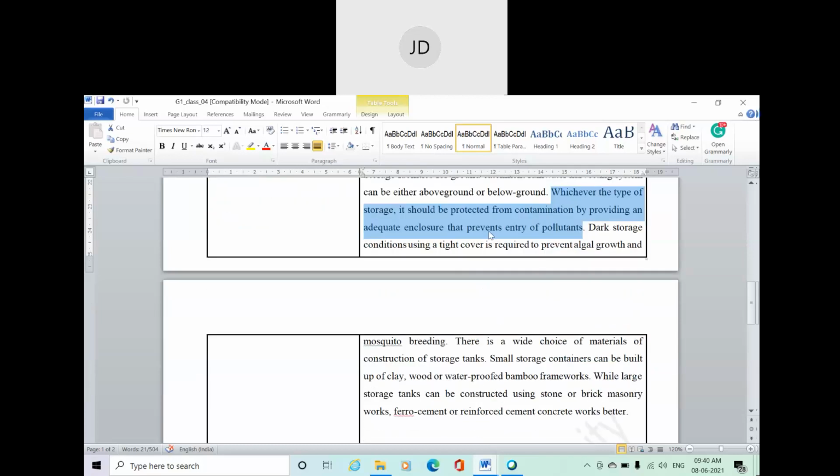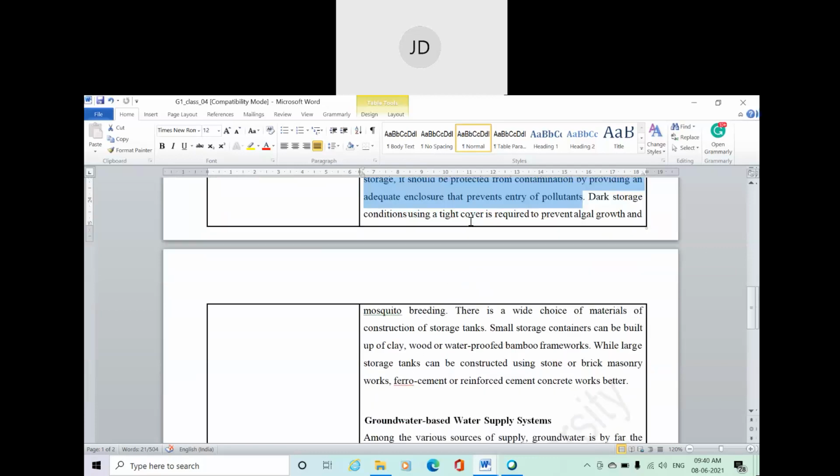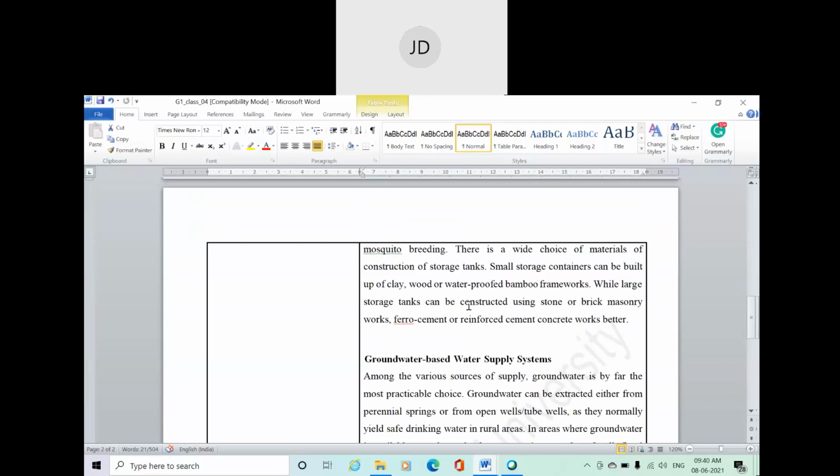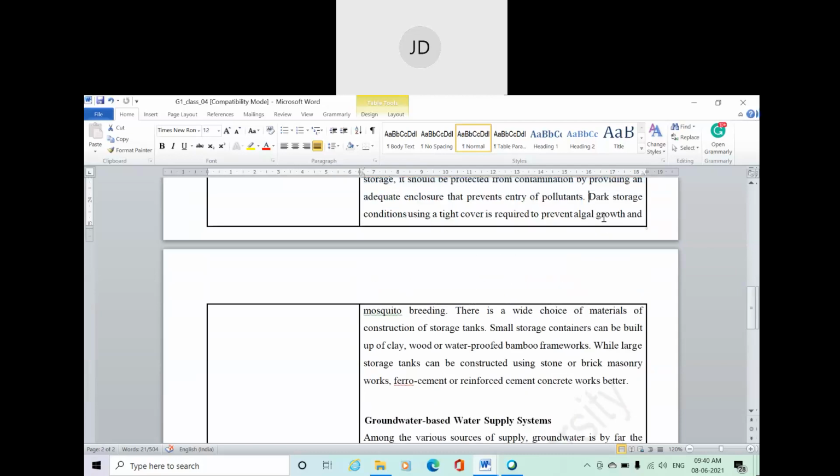These things you can also read for yourself. You should not make a place where water can stock and where mosquito breeding could be a case. So you should also be aware of this mosquito breeding.